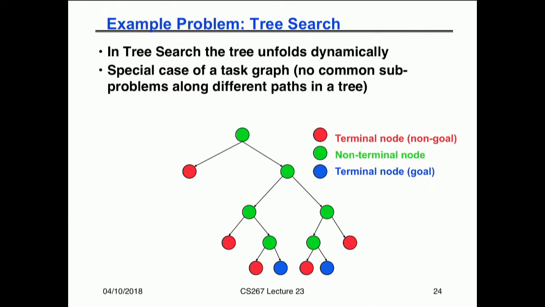And so this is a particular kind of task graph that comes up quite a bit because it's a graph structured as a tree. It's a special case. In this particular case, I'm assuming there are no common subproblems. That's why it looks like a tree.